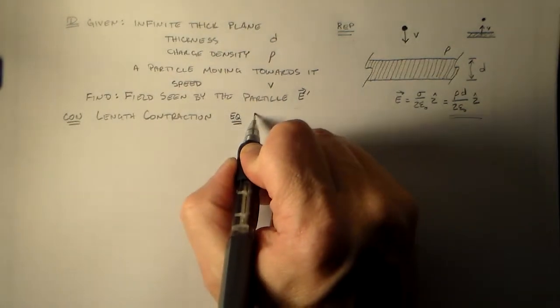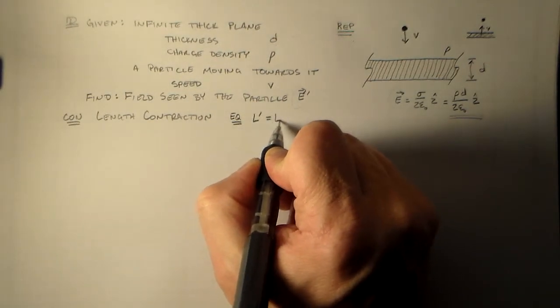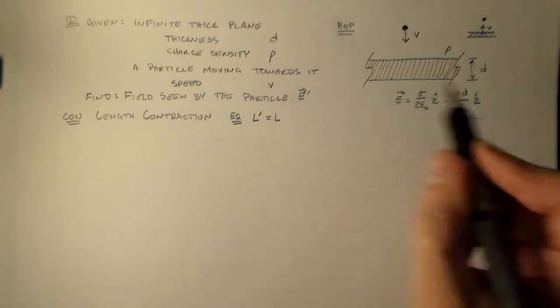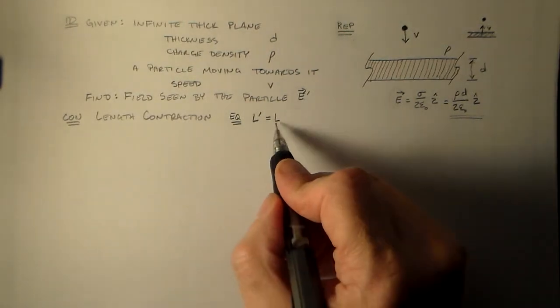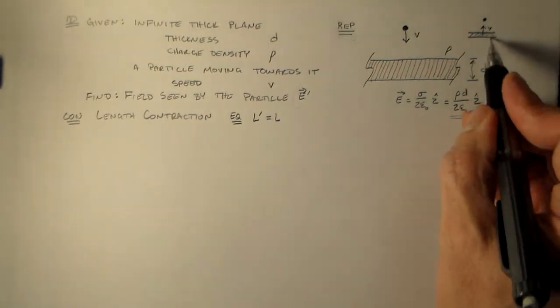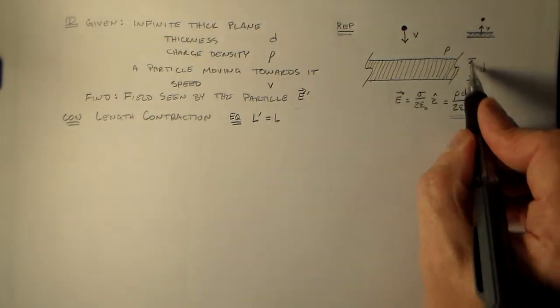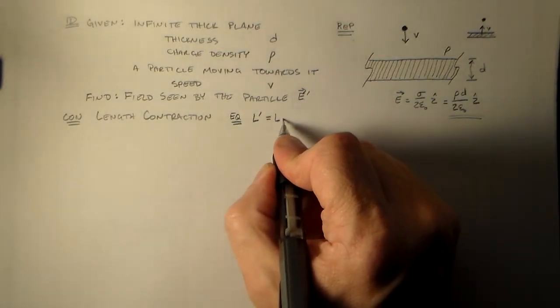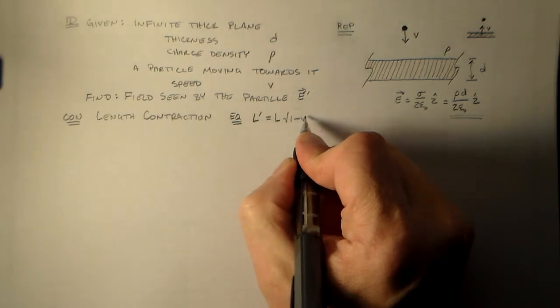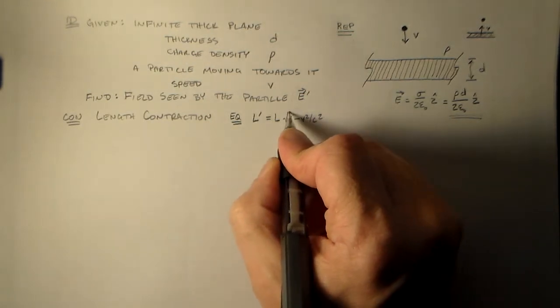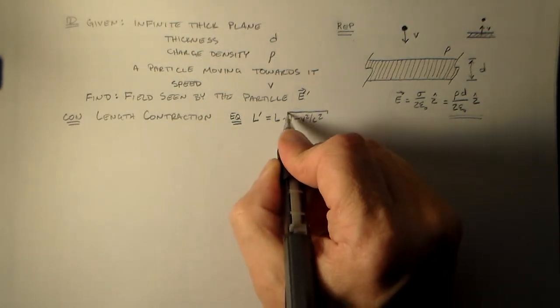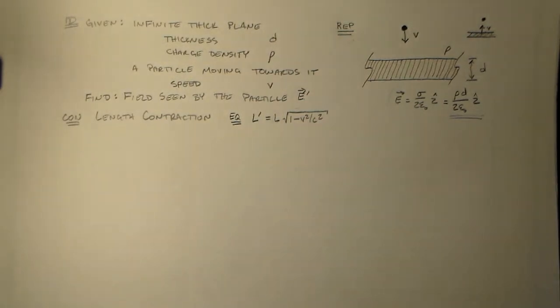And the equation for the contraction is L prime. So the L in this situation is equal to the length in this situation, say this D, times 1 over the square root of v squared over c squared. Your book does a lot of things with more advanced relativistic notation. I'm not going to worry about that here.